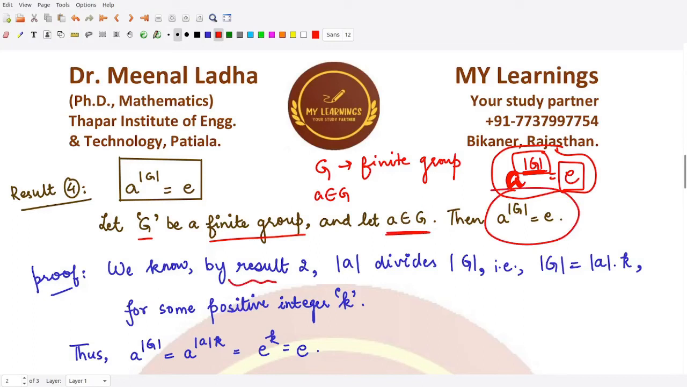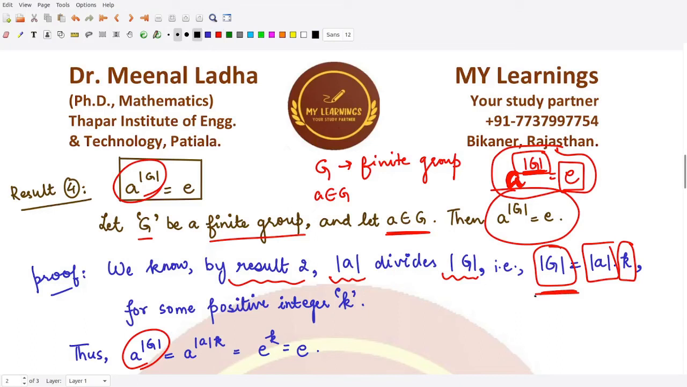From result 2, we have that the order of any element A which is a member of G divides the order of G. This is sure. So therefore we may write the order of G as the order of A multiplied by some positive integer. Let's call it K. So we have this expression. Now, what would be A raised to the power the order of G? Substituting the value of the order of G, which is equal to the order of A into K, we get A raised to the power order of A into K.